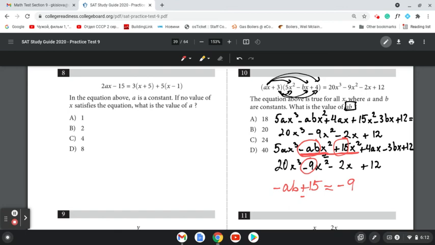And this is what exactly is going to solve my problem for me. Negative ab plus 15 equals negative 9. I'm going to subtract 15, and I'll get negative ab equals negative 24, which makes ab equal exactly 24. And this is the solution to my equation.